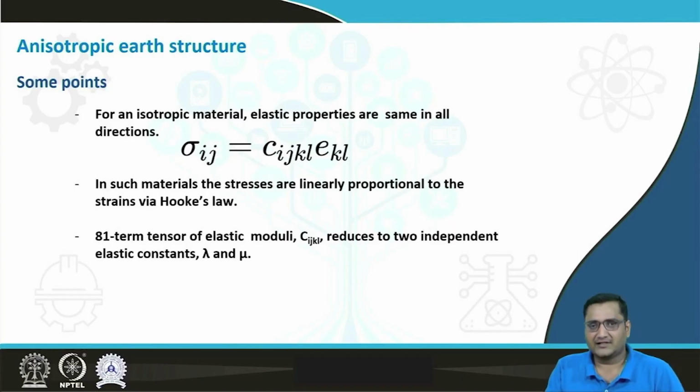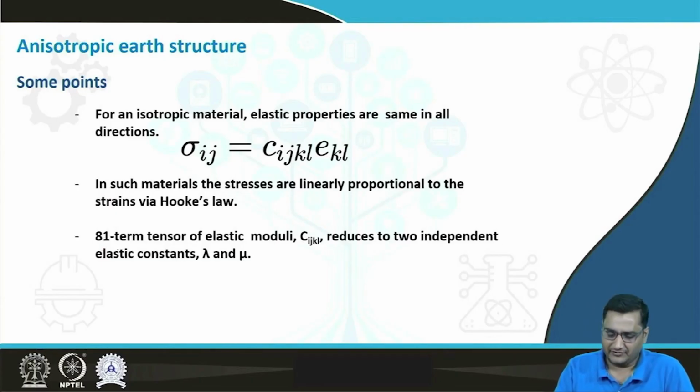We also considered Hooke's law, which relates the stress to the strain, and the proportionality constant is the stiffness tensor, represented by capital C with subscripts i, j, k and l, where i, j, k and l all vary from 1 to 3. So the total number of elastic constants that this tensor possesses is 81. As per Hooke's law, sigma ij is equal to C ijkl times epsilon kl, and in such materials the stress is linearly proportional to the strain, containing 81 elastic moduli.